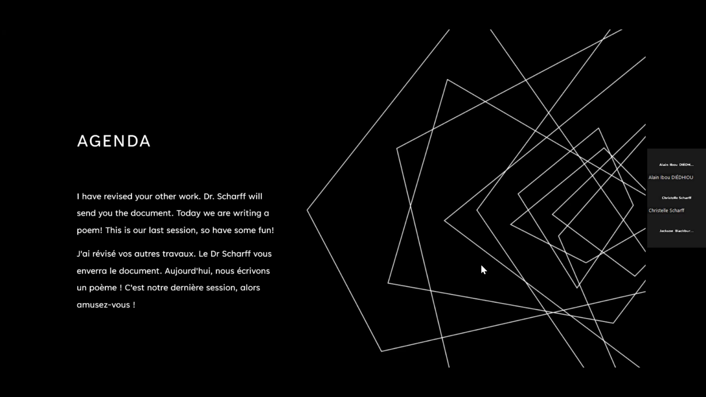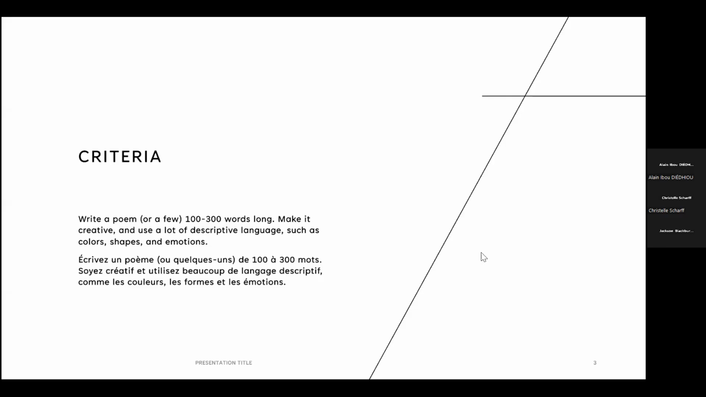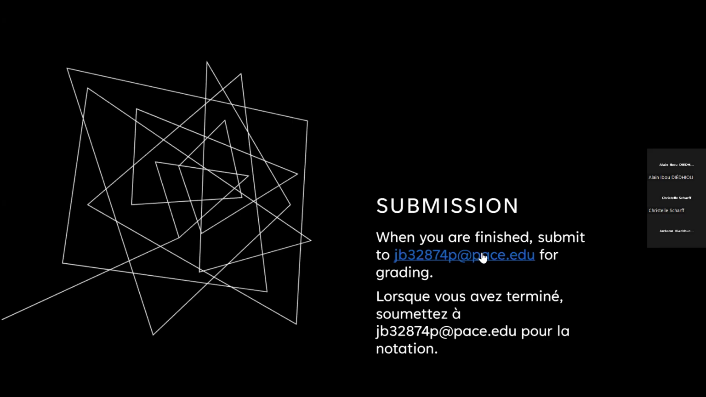Let's see the next one. So today's assignment, the new assignment will be to write a poem or a couple if you feel like it, about 100 to 300 words long. Make sure it's creative and use a lot of descriptive language, such as colors, shapes, or emotions. And then when you are done, submit it to the email here, jb32874p@pace.edu, for grading and revision.